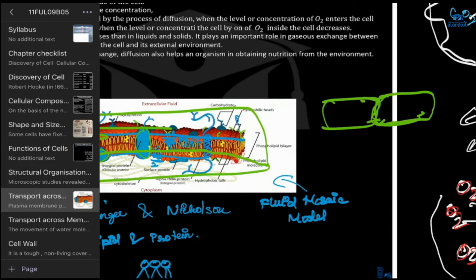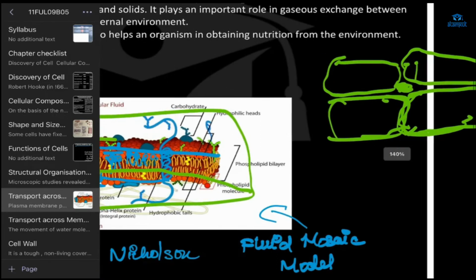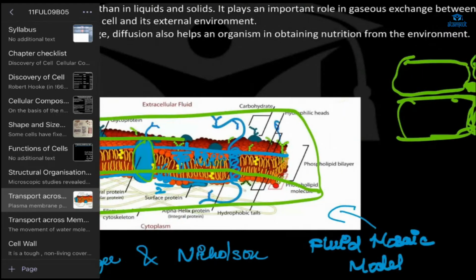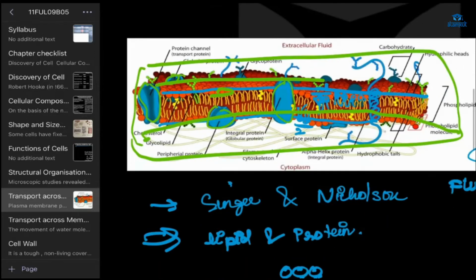See, suppose the cell is like this, right? There is some gap between them. This is called the extracellular fluid. Here you have these spaces, and inside that we will have the extracellular fluid. Understood? So this is the outside part of the cell. Inside we have our cytoplasm, which you are going to learn.